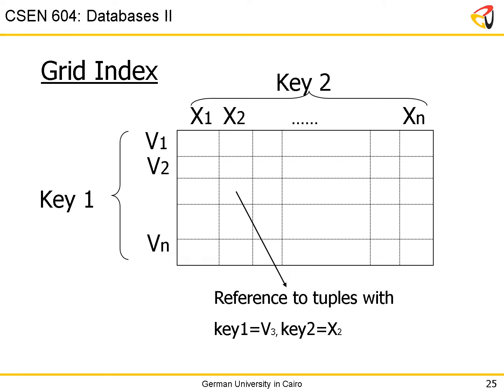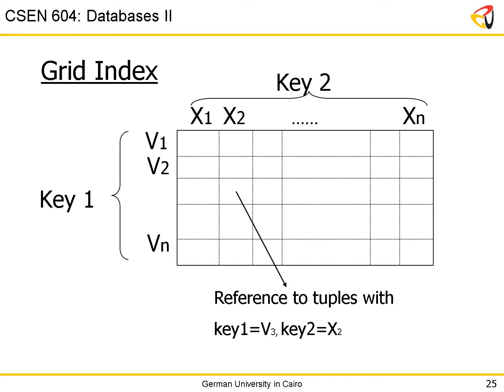Now, in one dimension, I have values from the V column, and on the other dimension, I have values from the X column. The intersection of a V row and an X column is going to be a cell that has references to all the rows that match the particular V and the particular X we are trying to address. So this is the layout if you have a grid index on 2 columns.